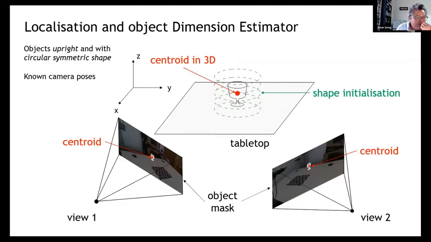Then we use a very well-known technique in computer vision, triangulation, to estimate the centroid in 3D from the correspondence of the 2D centroid. We also then initialize a hypothetical shape here, a cylinder that consists of multiple circumferences sampled at different heights with respect to the estimated 3D centroid. And we also sample multiple 3D points for each circumference.